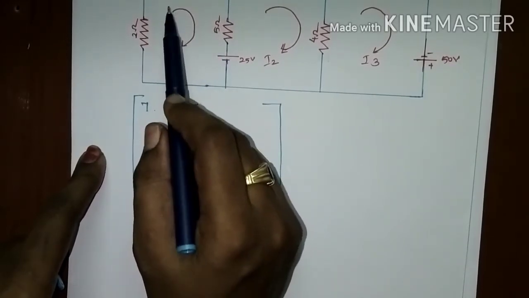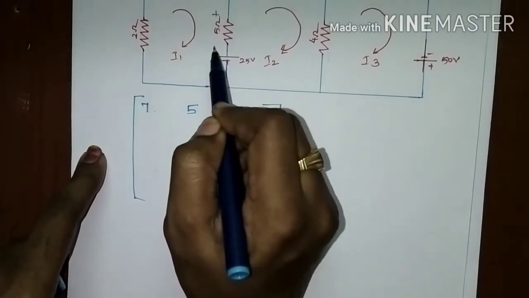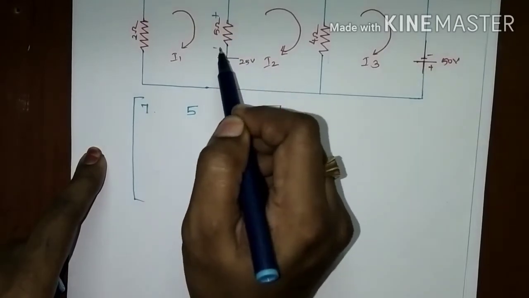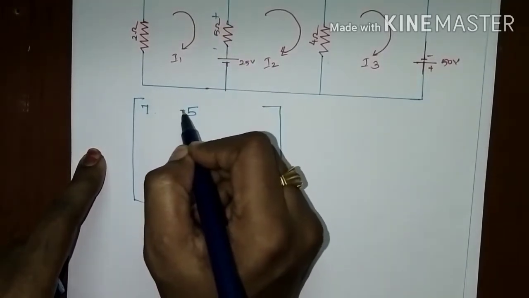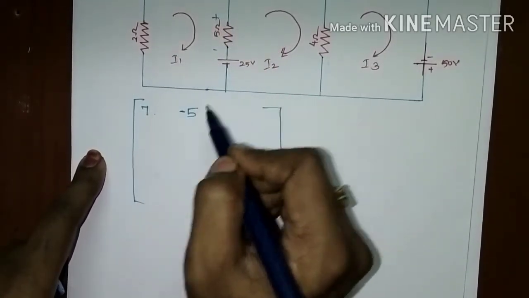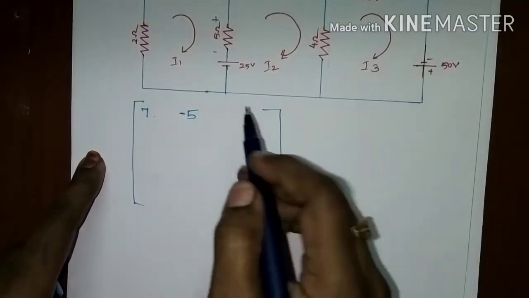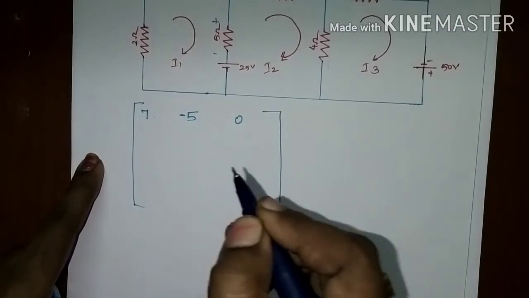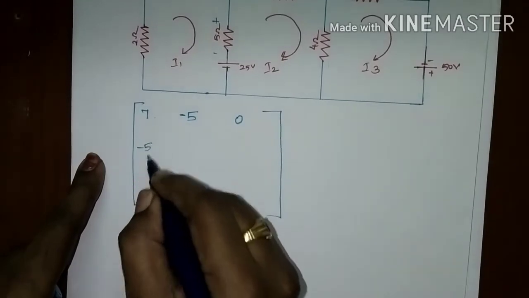Here I1 current is flowing from top to bottom, right? It produces a drop. But I2 is flowing from bottom to top, which is a potential rise. So it is opposite. The current flowing through this 5 ohm resistor is the difference between I1 and I2, so it is minus 5. The resistance common to the first mesh and third mesh is nothing, so it is 0. As I already said, the resistance matrix is a symmetric matrix, so the symmetry follows: minus 5 and 0.